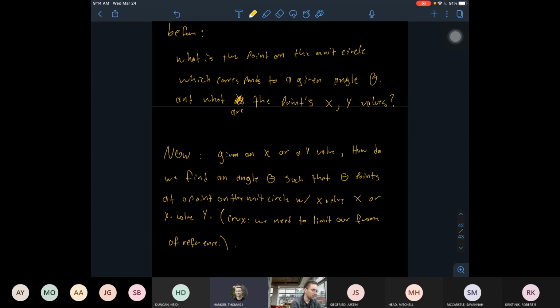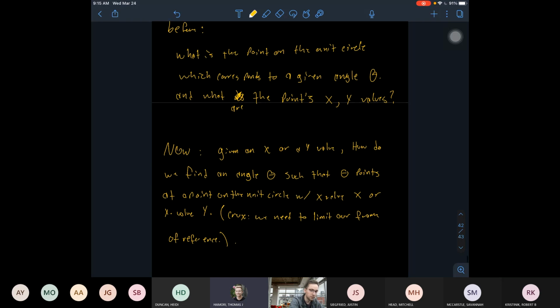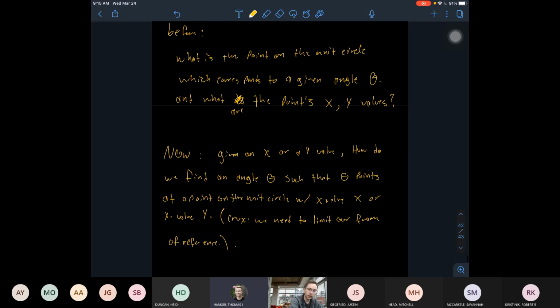Instead of thinking about, I give you an angle theta, tell me the point on the unit circle, I give you one of the coordinates of the point on the unit circle, and I ask you to tell me what's the angle theta which gives me that point. This is an inverse problem. We want to invert the process which we were doing before. Is it clear where we're going?